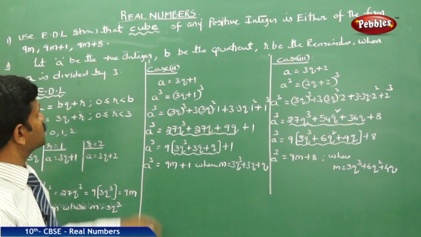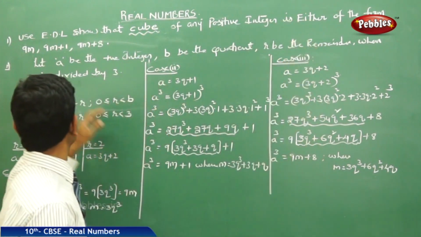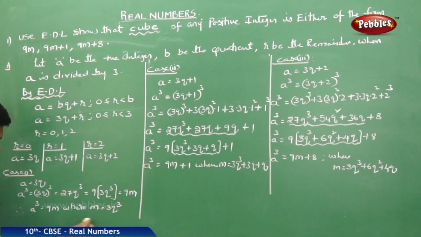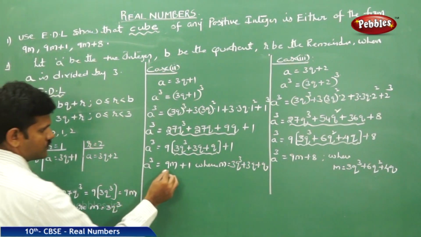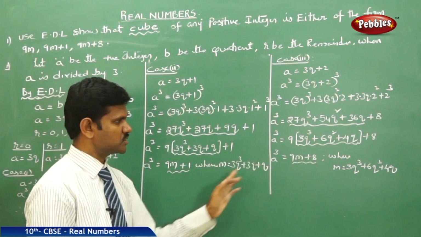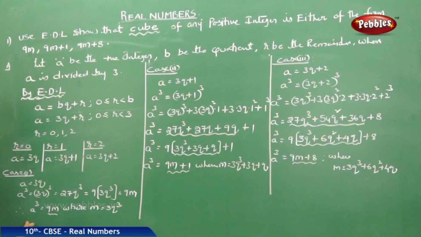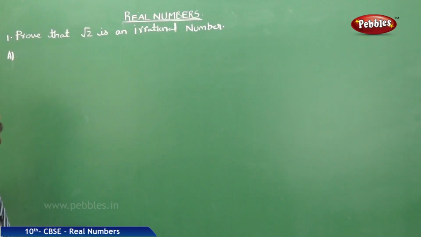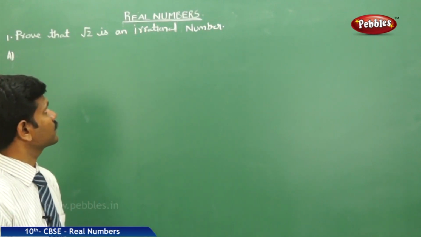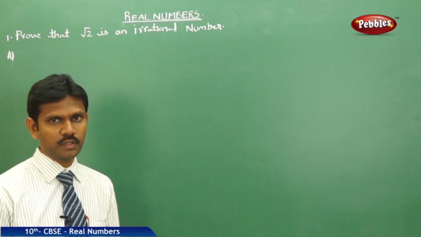Therefore, I conclude that cube of any positive integer is of the form 9m, 9m plus 1 or 9m plus 8. See, that is 9m, 9m plus 1, 9m plus 8. Observe your LHS parts: cube of the integer. See your next problem. Prove that root 2 is an irrational number. We know very well the square of any number we cannot express it as a whole number.